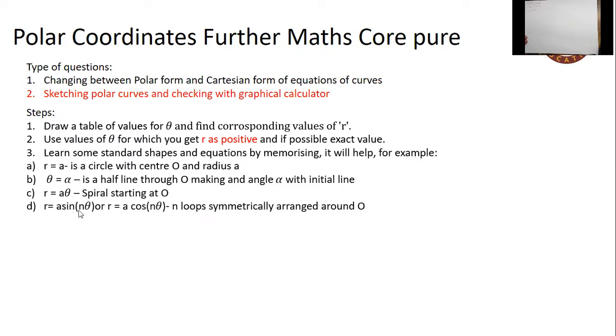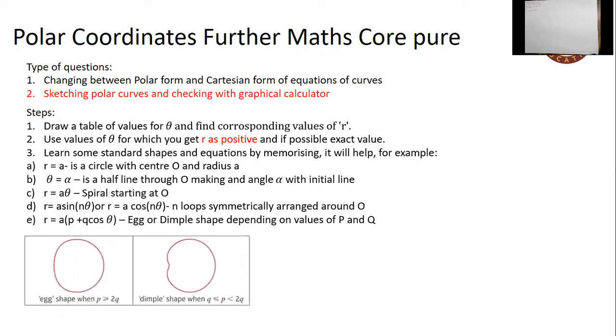r equals a sine n theta, or r equals a cos n theta, will have n loops symmetrically arranged around O, for Edexcel. For MEI, the number of loops might change because we plot the negative values of r as well. r equals a plus b, in brackets p plus q cos theta, is an egg or dimple shape depending on the values of p and q. So if we get an equation like this, with sine as well, we'll try and see if there's a dimple or not.